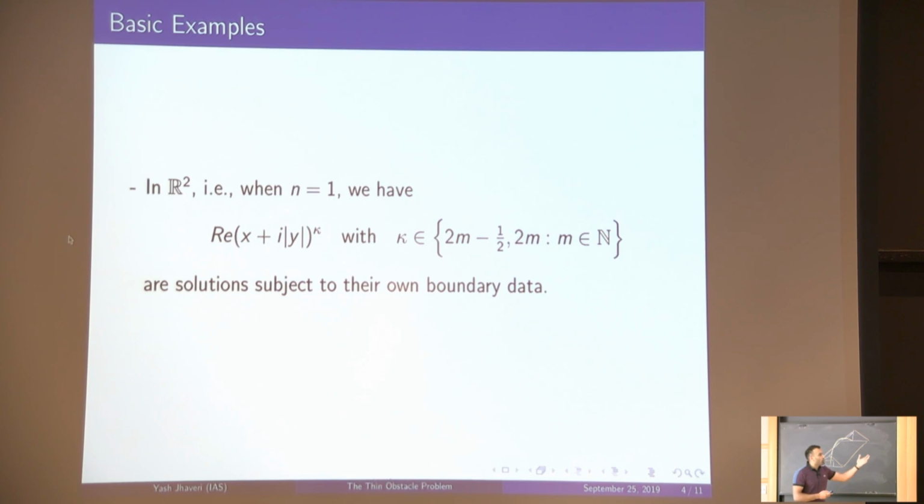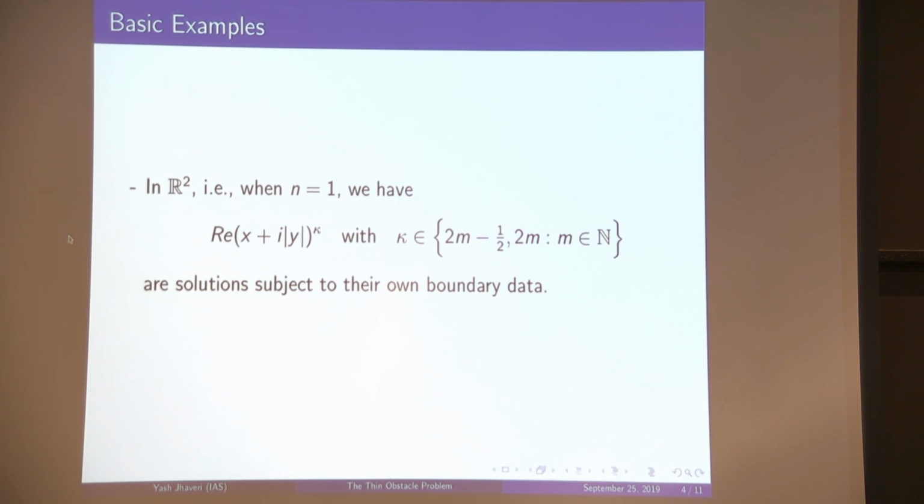So in R2, besides the tent, we've got some concrete mathematical examples, which just come from complex analysis: the real part of x plus i absolute value y to the power kappa, where kappa is one of these numbers. So I've got the even integers, and then 2m minus 1/2, okay?